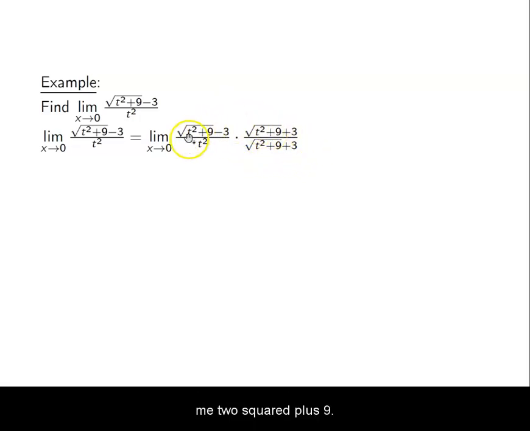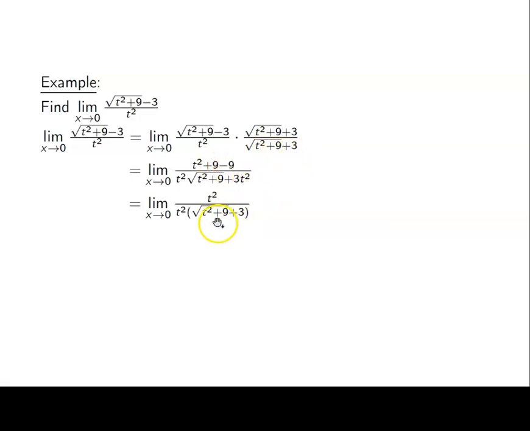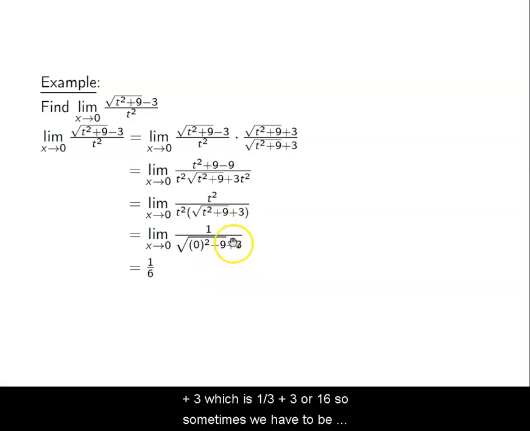So the difference of squares will give me t squared plus 9 minus 9. The denominator is just t squared times the square root of t squared plus 9, plus 3. The 9's cancel out. Now I have a t squared on top and a t squared on bottom, and guess what? I get to cancel those out, right? So now I have the square root of 9 on the bottom plus 3, which is 1 over 3 plus 3, or 1/6.